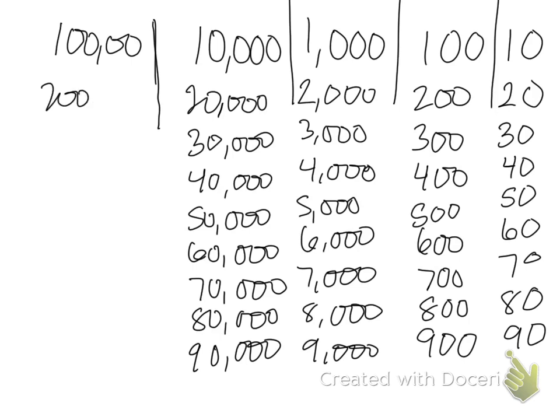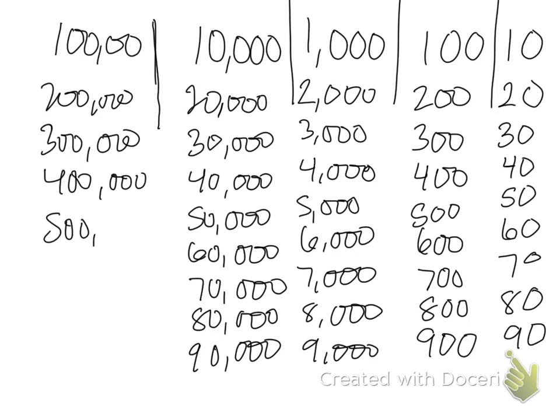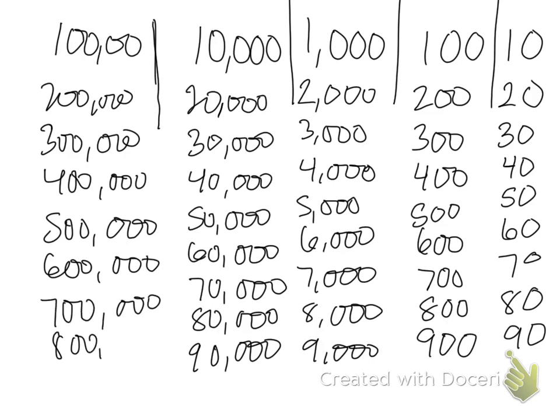200,000, 300,000, I'm just writing these quick, 400,000, 500,000, 600,000, 700,000, 800,000, and then 900,000. I could also do the millions. I would have 1 million, 2 million, 3 million, 4 million, 5 million, 6 million, 7 million, 8 million, 9 million. Okay, I don't have enough room to write that, but we can keep going.